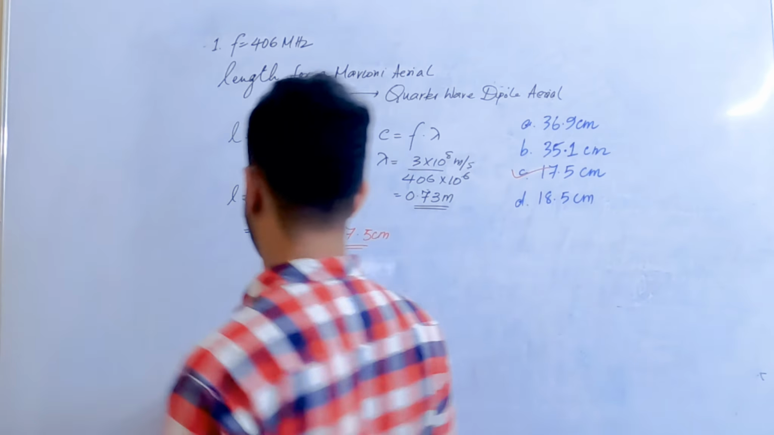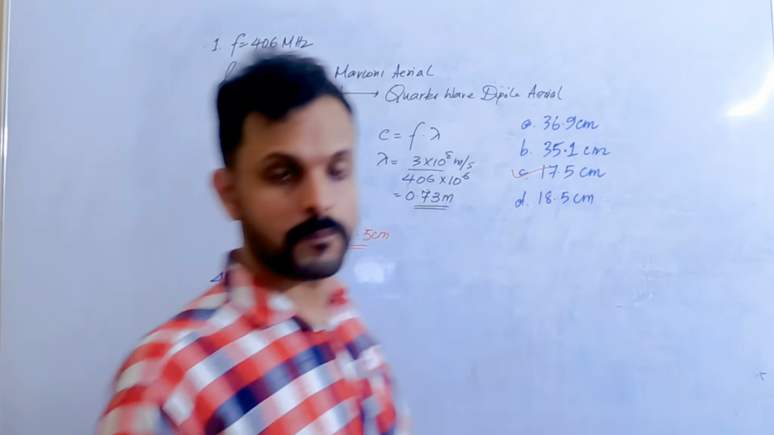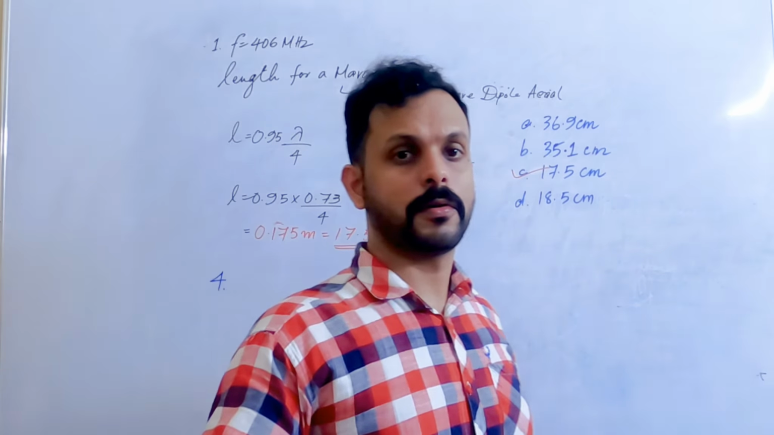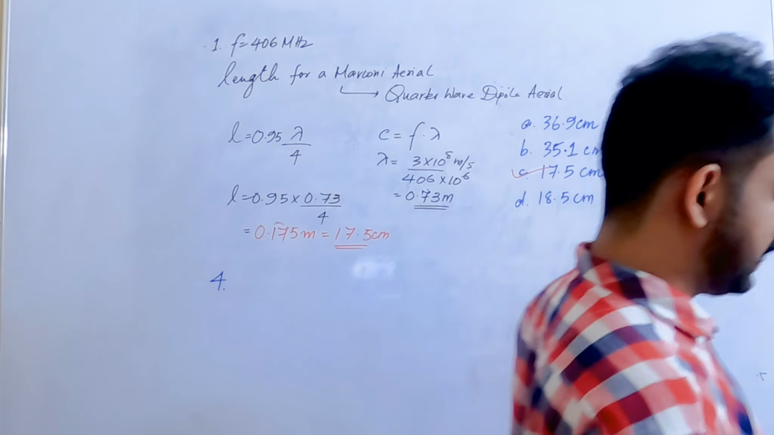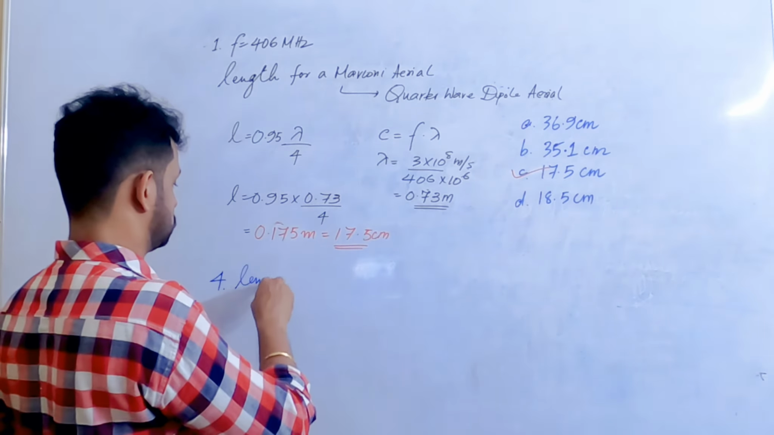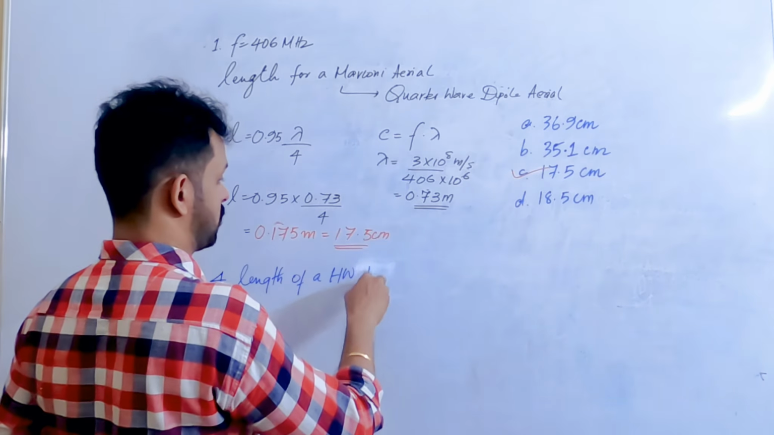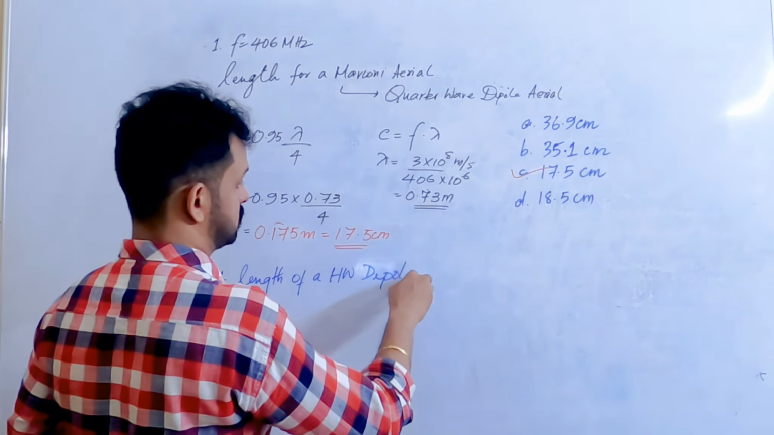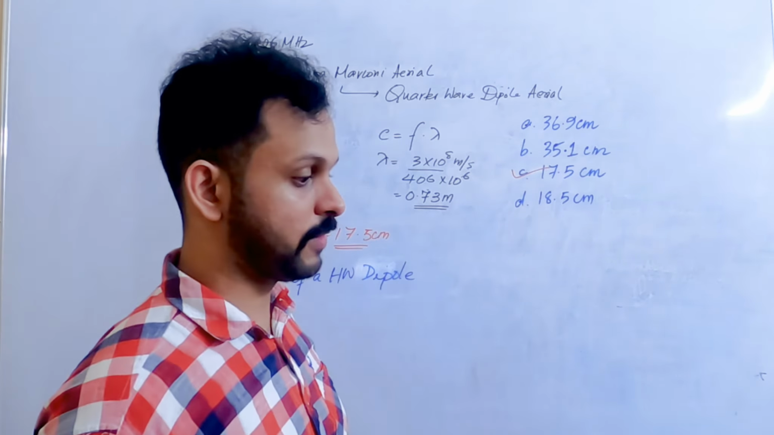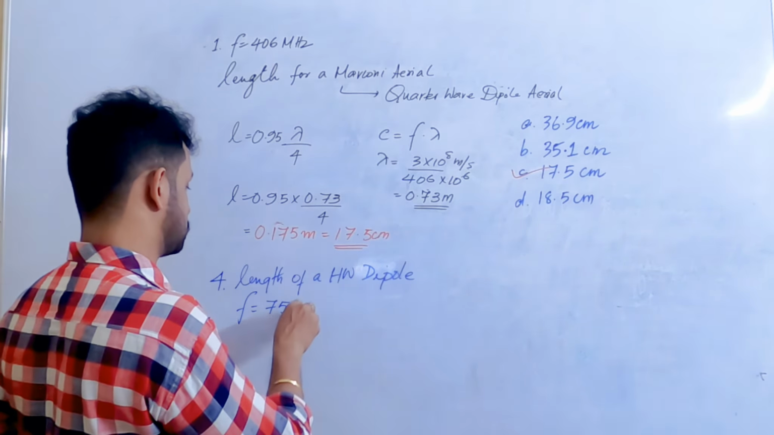Question number 4. Ready? The ideal length of a half-wave dipole. Ideal length of a half-wave dipole for a frequency of 75 megahertz.